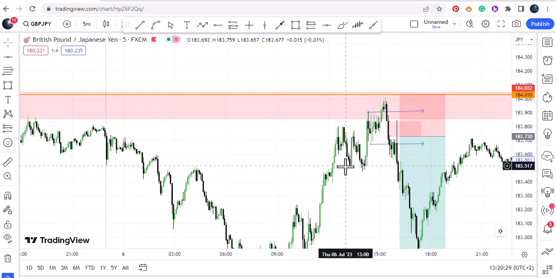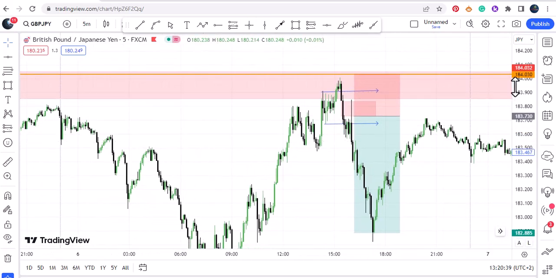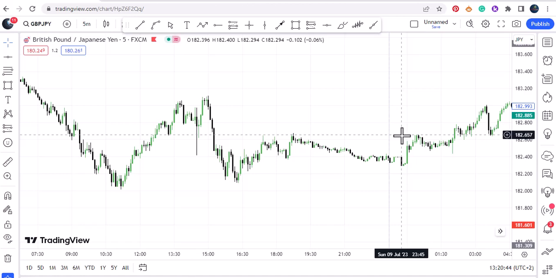You will be waiting for, number one, a stop hunt. Number two, you'll be waiting for a break of structure or a change of character, then a move back into the fair value gap or an order block, depending on what entry technique you want to be using in your trading. So this is it, guys. I hope you benefited something from this.